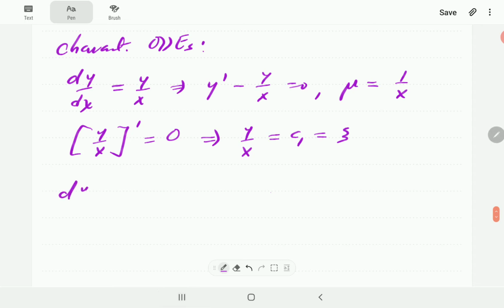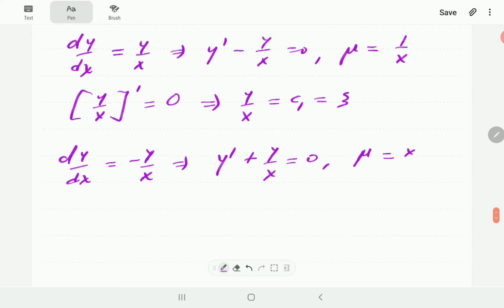Then the second one, dy dx, is equal to negative y over x. So this time we've got y prime plus y over x. This time the integrating factor works out to x. So this thing we can write as xy prime equal to 0. Integrating, we get xy equal to c2. So this is our eta.